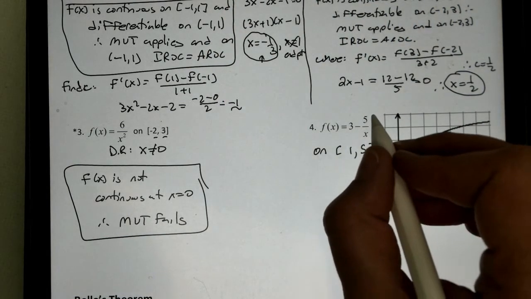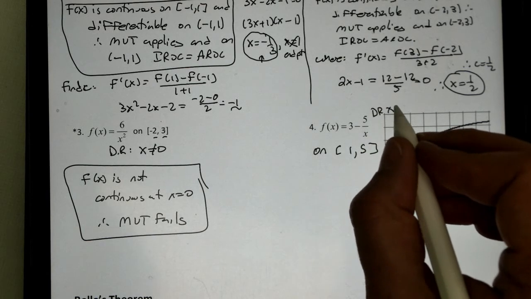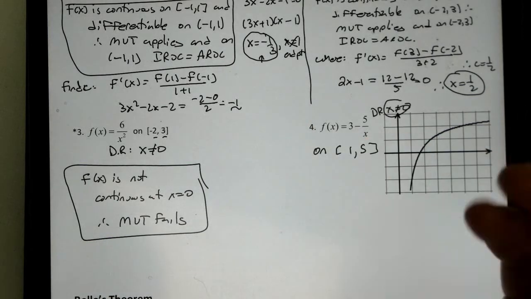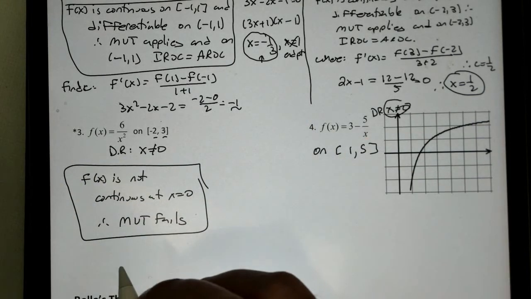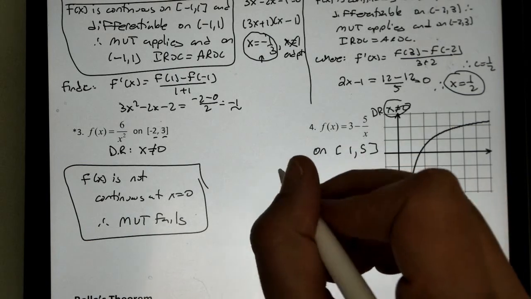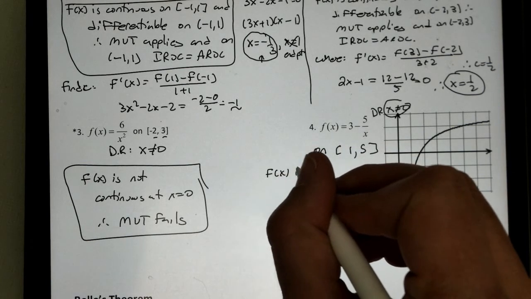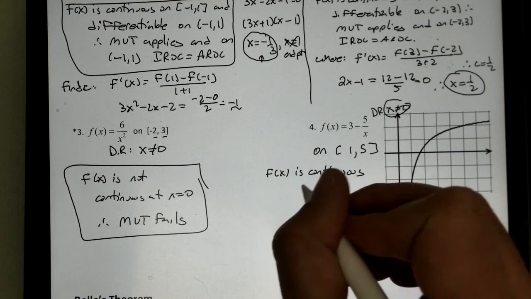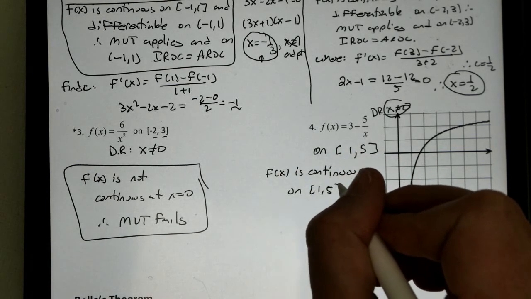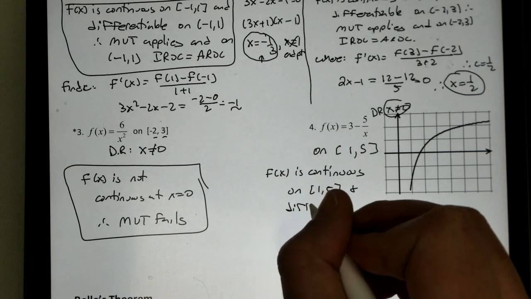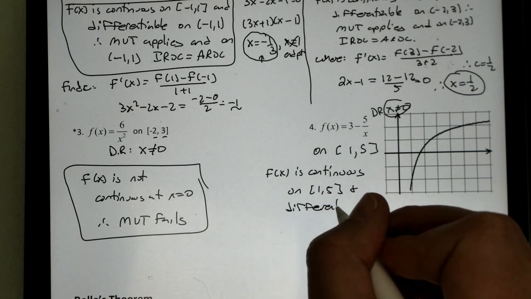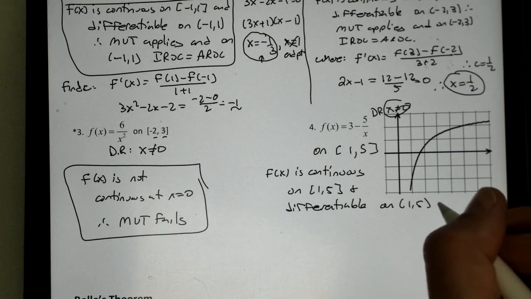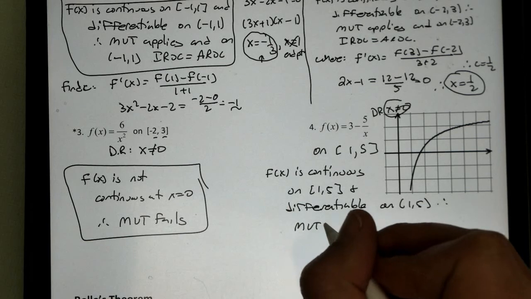Now this does have a domain restriction. I'm going to check it again. X can't be 0. But I don't have to worry about it because I'm starting at 1 and not anything before that. That's why I fixed it to a positive 1. So this function will be continuous, so we're going to say f of x is continuous on the domain 1 to 5 and differentiable on the open interval 1 to 5. Therefore, we're going to say that the MVT applies.